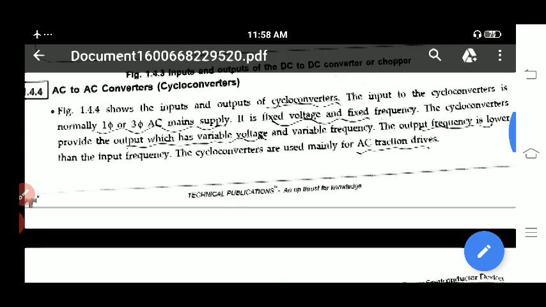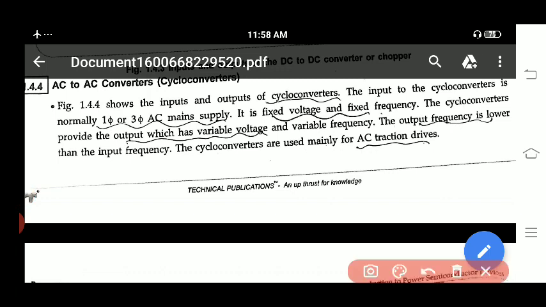This shows the input and output of a cycloconverter. It is also called a cycloconverter. Input to the cycloconverter is normally single phase or 3-phase AC main supply. It is a fixed voltage and a fixed frequency. The cycloconverter provides output which has variable voltage, variable frequency. Output frequency is lower than input frequency.